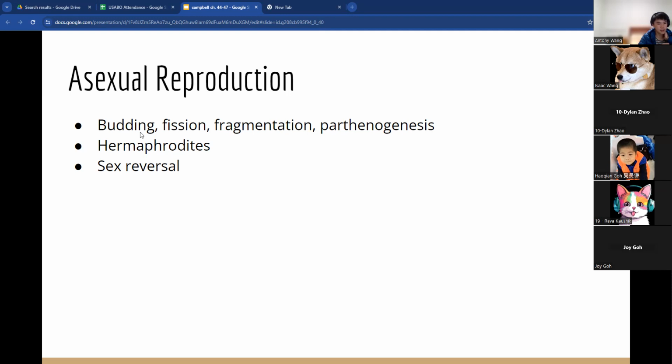And parthenogenesis. Generally, if an animal has an egg, you need to activate that egg to have it begin its development. Usually the activator is sperm, but in the case of parthenogenesis, the population is all females. There's no sperm involved. The eggs just activate spontaneously and begin development. Hermaphrodites are sexually reproducing organisms, but they have both sets of sex organs.